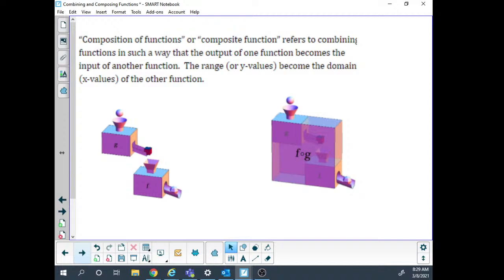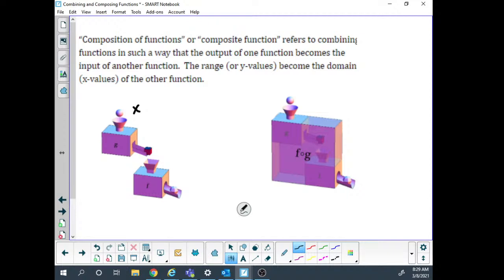You can see g and f, beautiful. The range, or y values, become the domain, or x values, of the other function. That might get a little confusing, so here's an example. I've got this sphere. If I think of that as x, and I put it into the g function, out comes a cube.